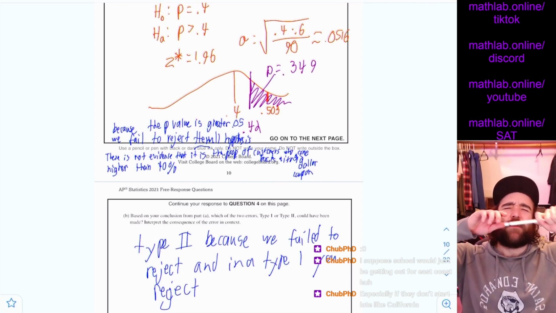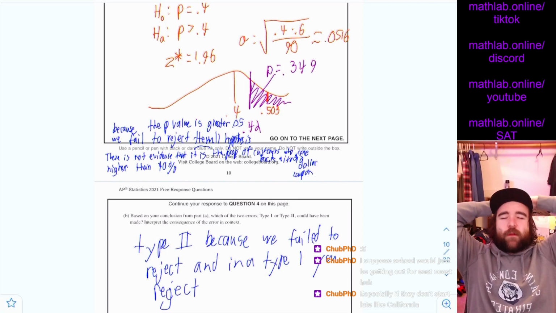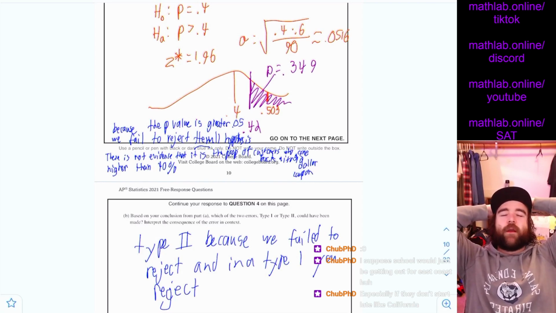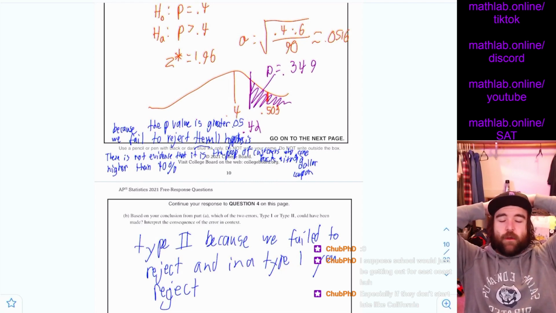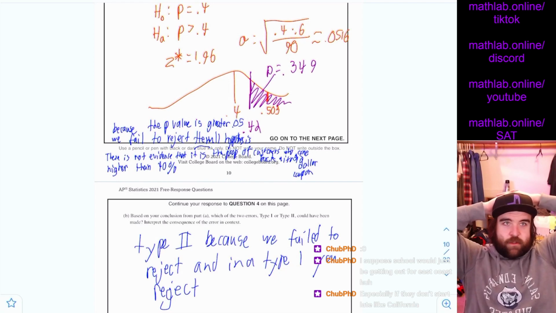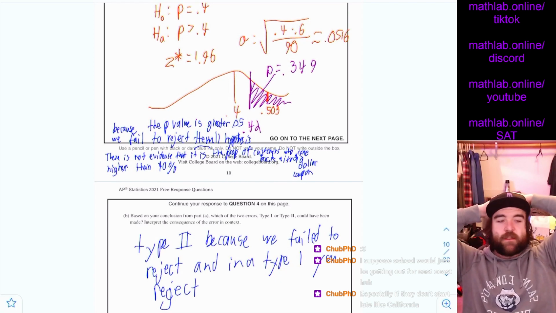Oh, right. You're supposed to remember the boy who cried wolf story. At the beginning, he's like, oh my gosh, there's a wolf, when there's not a wolf. So he's rejecting the null hypothesis. The null is that there's no news. He's saying, oh my gosh, there is news, when there shouldn't be. That's a type 1 error.